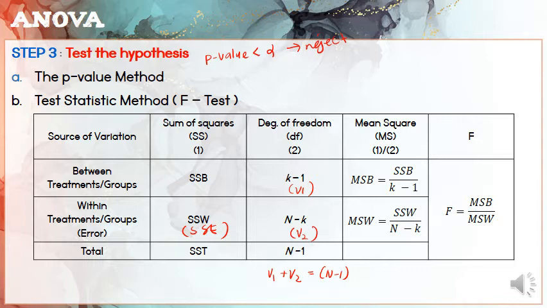So macam mana nak cari mean square? Mean square adalah column number 1 bahagi column number 2. So dibagi kat sini column 1, column number 2. So untuk cari MSB adalah SSB bagi K-1. Untuk cari MSW adalah SSW bagi N-K. Okay. So lepas tu baru you boleh cari your F. F ni apa? MSB bagi MSW. So later kita akan tengok step by steps lah. Okay. Saya tunjuk dulu macam nak calculate.